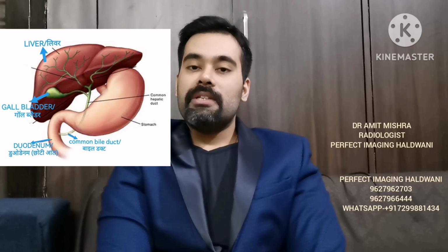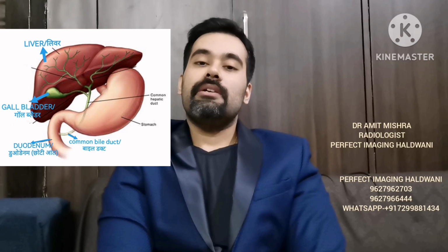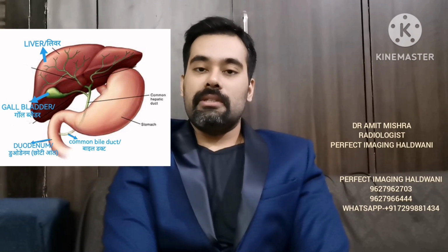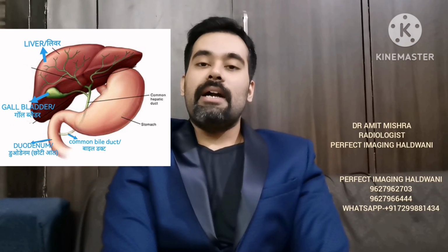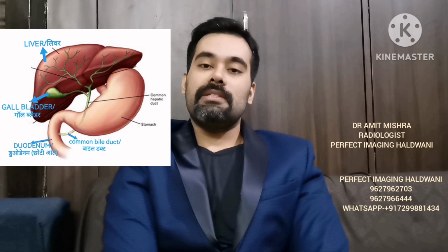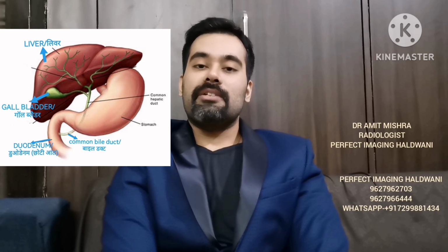First, let me describe the entire structure of the gallbladder and how it is located in your body. In the body, there is an organ which you have heard of. It is called the liver, and it is located on the right side of your upper abdomen. On your screen, you can see the image. This is the liver, and in the liver, there is something called bile. Bile formation occurs within the liver cells.